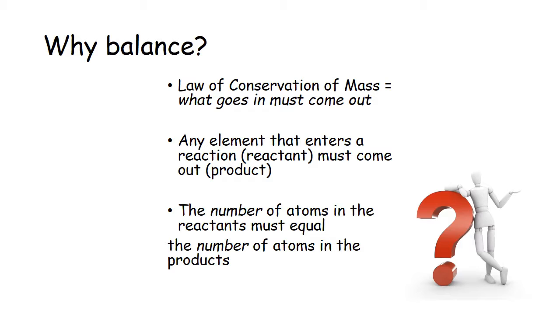Now, taking this a step further, not only do the same elements have to go in and out, but also the same numbers of every element. So the numbers of atoms in the reactants must also equal the number of atoms present in the products. For this reason, we balance chemical equations so we can show accurately exactly what atoms are going in and which atoms are necessary in order to form a complete set of products.